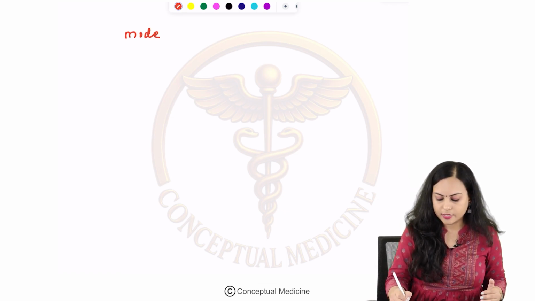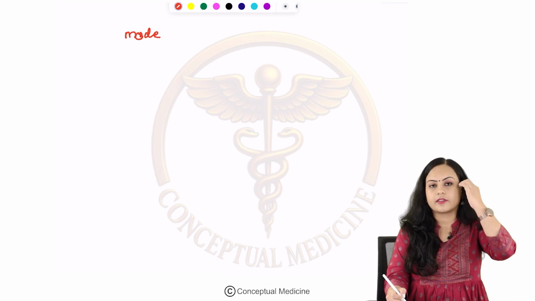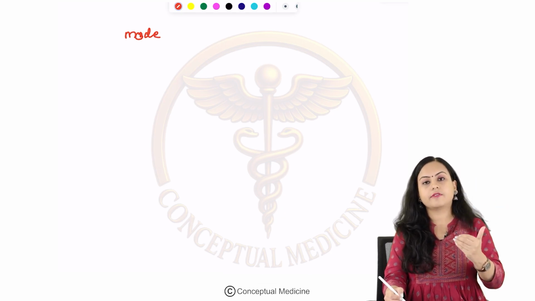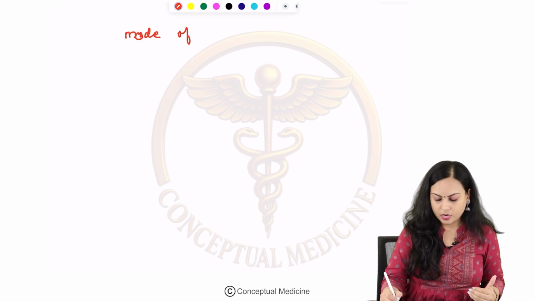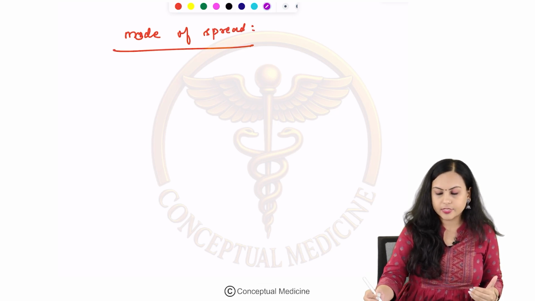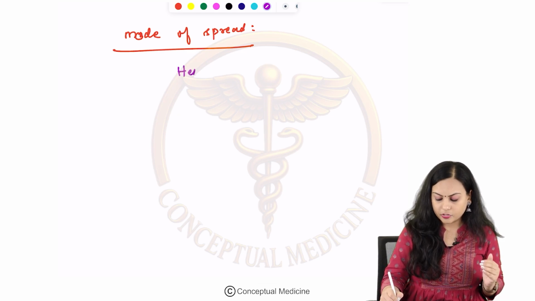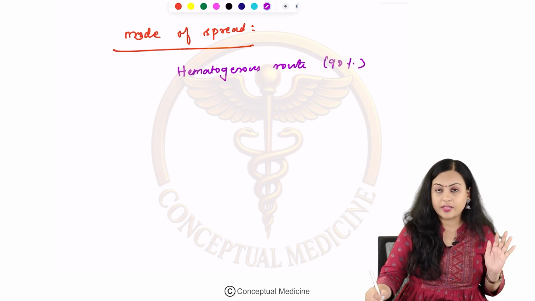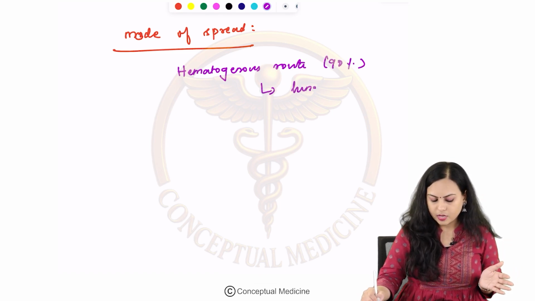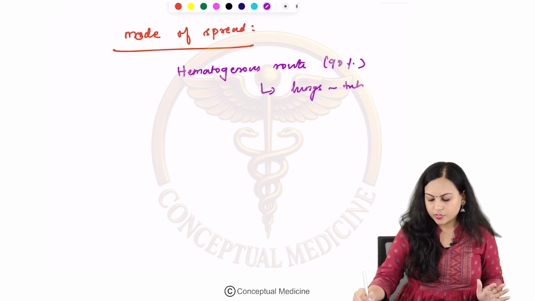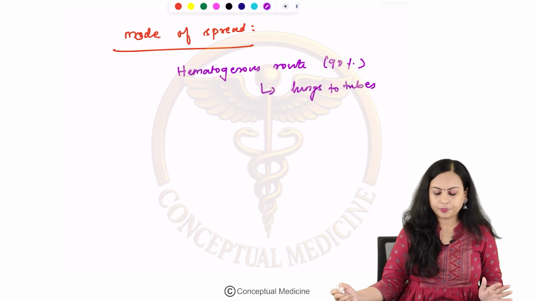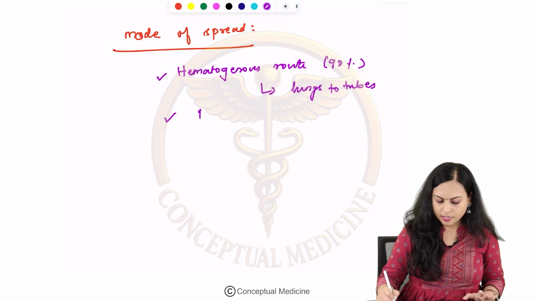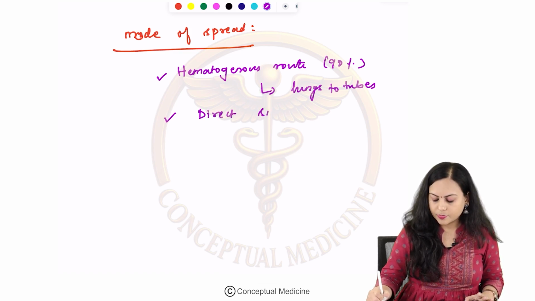Right. Now, what is the mode of spread? Okay, it has occurred in extragenital areas. Now, how does it travel to the genital region? Mode of spread of genital tuberculosis is mostly hematogenous route. Remember, this is the most common route of spread in 90% of the cases, where the spread can occur from lungs to tubes. Clear?